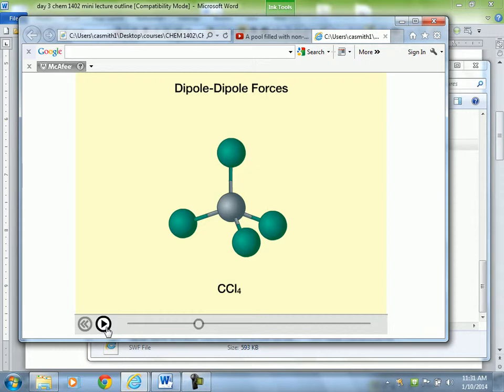No, nonpolar, because they all cancel out. Or you could say no dipole moment was the terminology. You could say no dipole moment or nonpolar. But yet this exists as a liquid if you make it cold enough. So again, it's London dispersion forces.